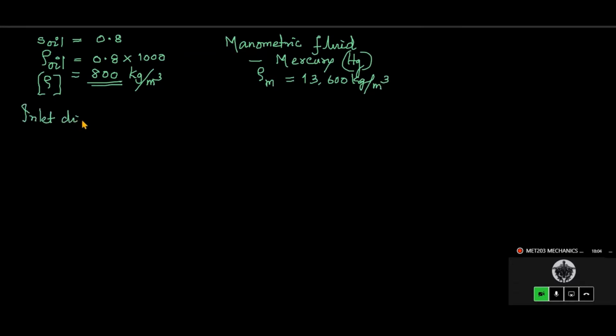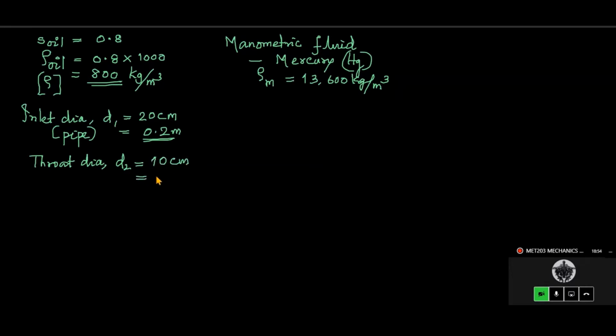Venturi meter inlet diameter. Inlet diameter means that of the pipe, and we usually designate it by D1. Inlet is 1 and throat section is 2. D1 is 20 centimeters, and that is 0.2 meter. And then the throat diameter, D2, that is 10 centimeters, given in the question. So that is equal to 0.1 meter.